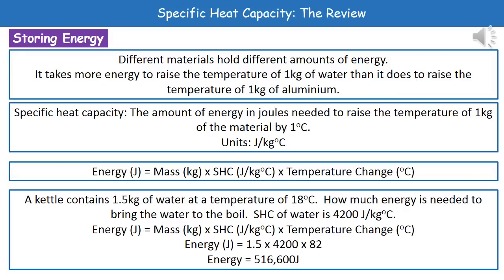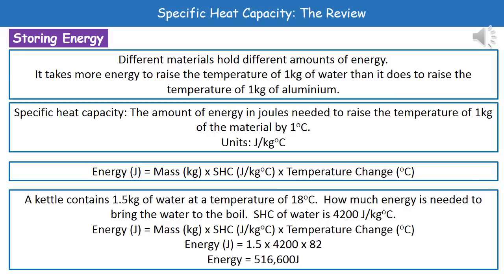What you'll find on page 2 of your exam booklet is the calculation that you need to use. You don't have to memorize that calculation, you've just got to be able to use it. So don't forget, if it ever asks you about specific heat capacity, flick back to page 2 and find this calculation. We've got the energy in joules equals the mass in kilograms times the specific heat capacity times the temperature change in degrees Celsius.